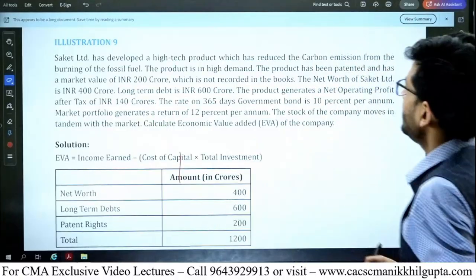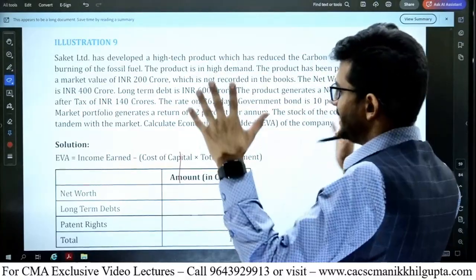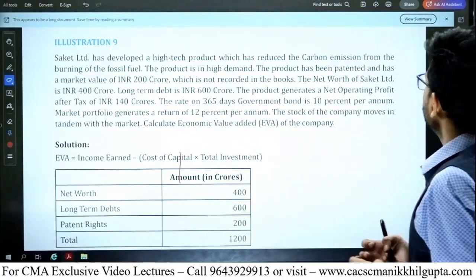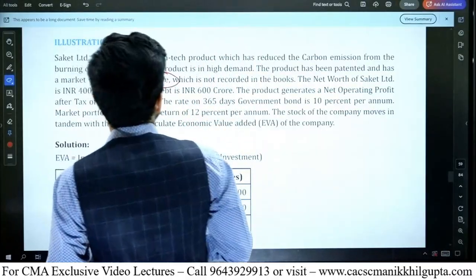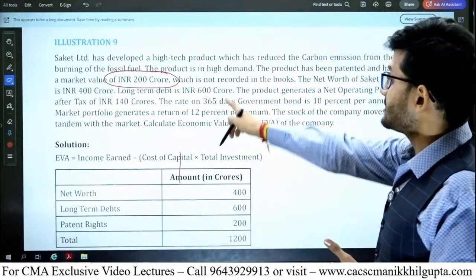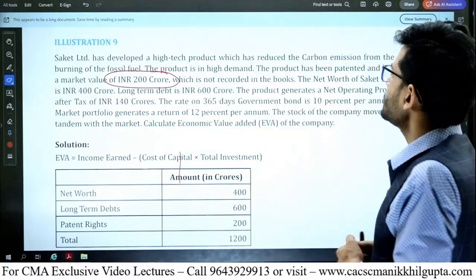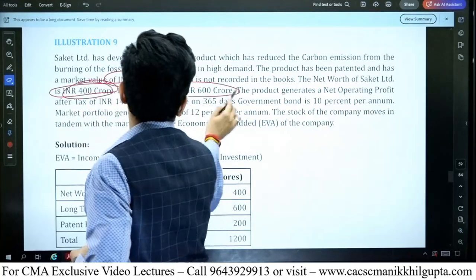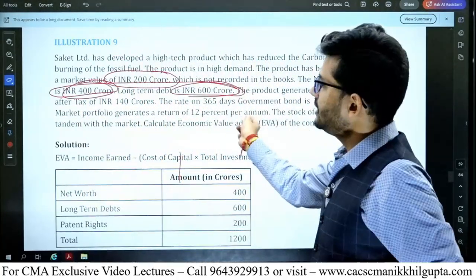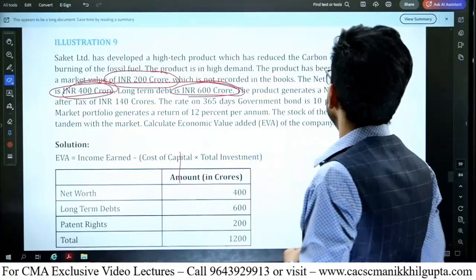Saket Limited has developed a high-tech product which has reduced the carbon emission from burning of the fossil fuel. The product is in high demand. The product has been patented and has a market value of 200 crores. So the market value of product is 200 crores, which is not recorded in the books. Books doesn't have this value, 200 crores. The net worth of Saket Limited is 400 crores. Long-term debt is 600 crores. Okay, equity is 400, debt is 600, so total 1000 plus 200 worth, which is not recorded. So 1200 worth of this company.